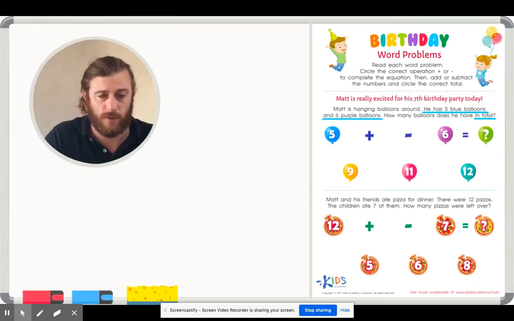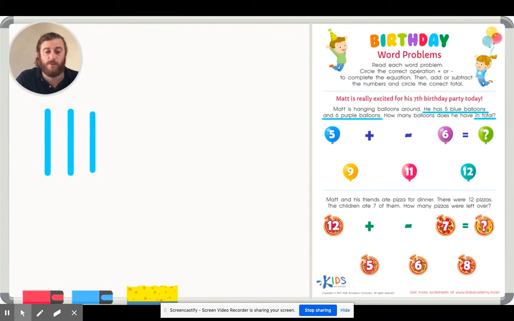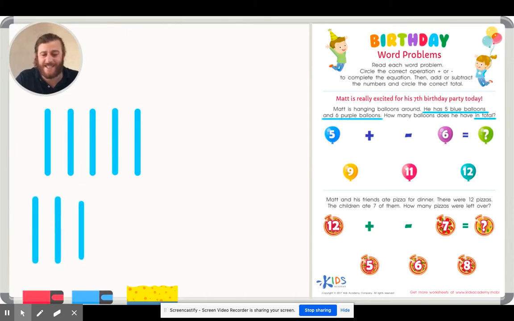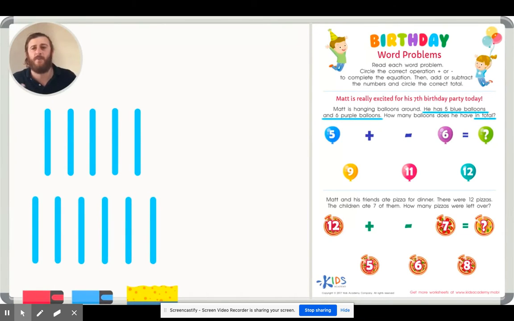So let's draw my blue balloons. I know that there are 5 blue balloons. I also know that there are 6 purple balloons. So now that I have my drawing of my purple and blue balloons, I have to really think deeply. I have 5 blue balloons and 6 purple balloons. And we want to know the total. Do you think we're going to be putting these balloons together and adding them up, or taking some balloons away?